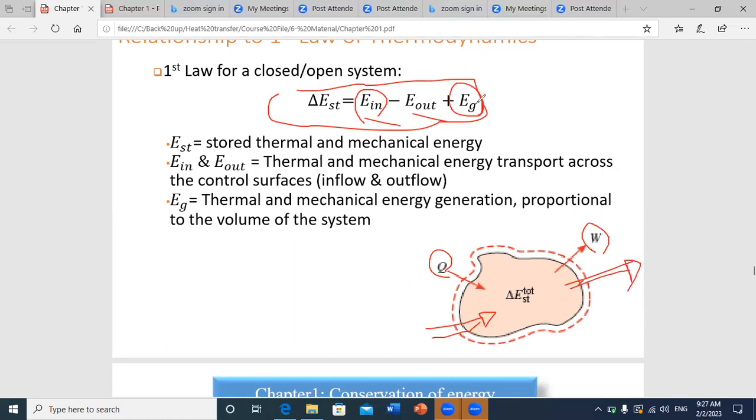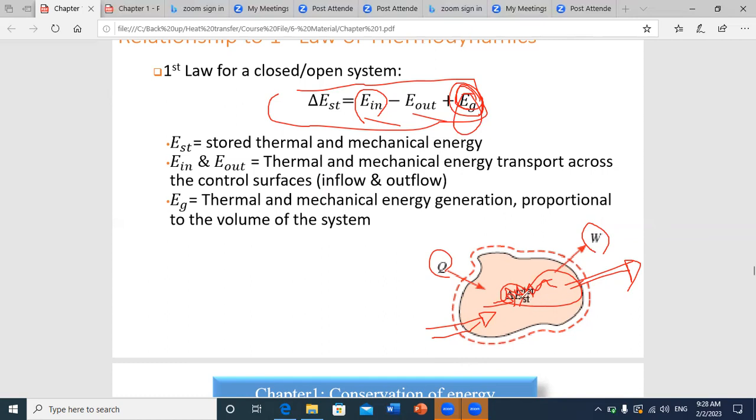Now, what about energy generation? E_G is the thermal and mechanical energy generation that is proportional to the volume of the system. For example, let's say you have a system and you put a certain resistance, as we gave in the example before. Whenever you have a current going through the resistance, this will lead to generation of energy within the system. So you can account for this in the generation term.